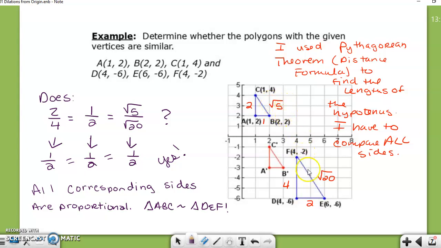In this example, they've already graphed them for me. I use my Pythagorean theorem to get my hypotenuse, and then I have to ask myself, does 2/4 equal 1/2 equal √5/√20? They all reduce to 1/2, so yes, all corresponding sides are proportional, and triangle ABC is similar to DEF. The ordering of the letters here matters. It has to follow mapping. In other words, the congruent and corresponding angles have to be in the same position.